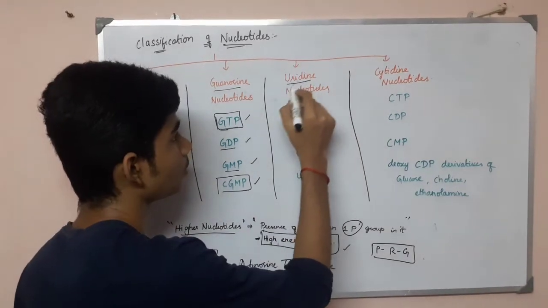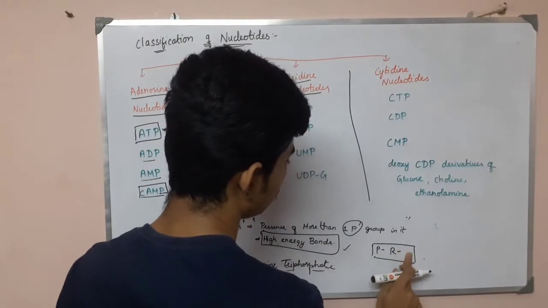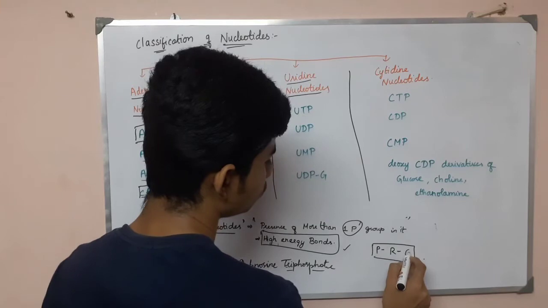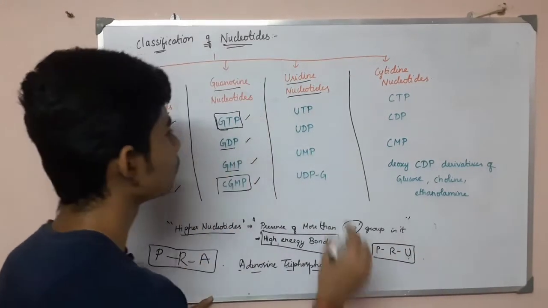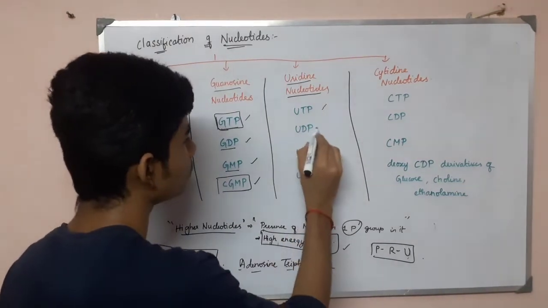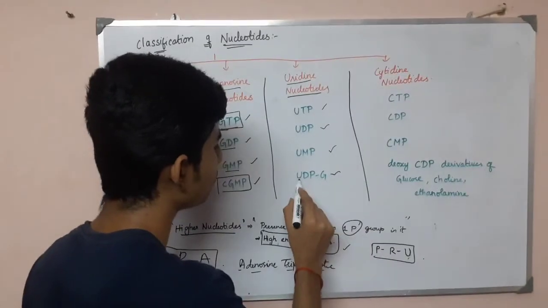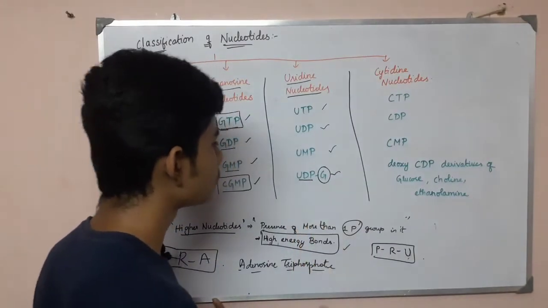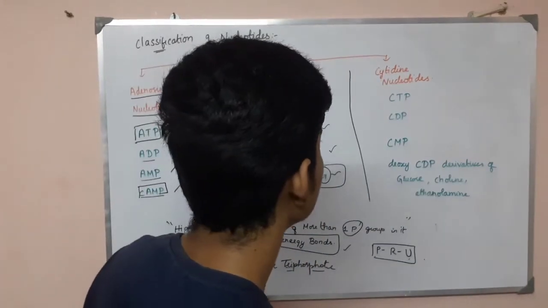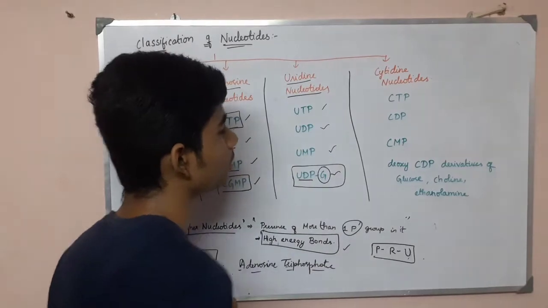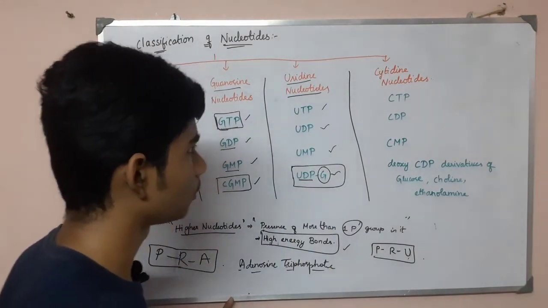So what are the uridine nucleotides? Uridine is nothing but the phosphate group, ribose sugar and uracil. It's known as uridine nucleotides. So UTP means uridine triphosphate, UDP means uridine diphosphate, UMP means uridine monophosphate, and UDPG means uridine diphosphate glucose, which is also an important compound involved in metabolic processes. It's not important to go into that in detail, we will see it in other sessions.